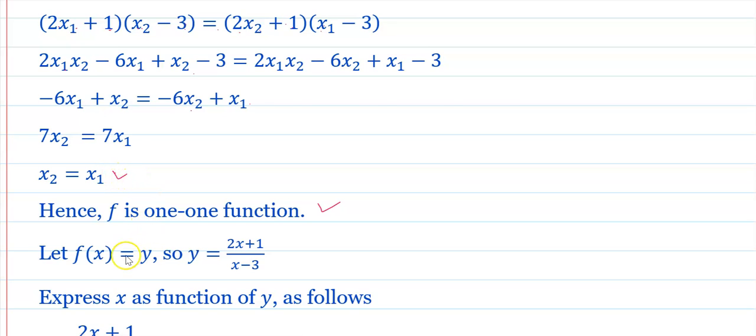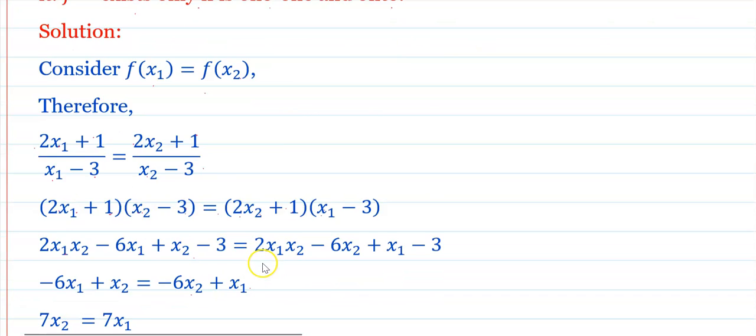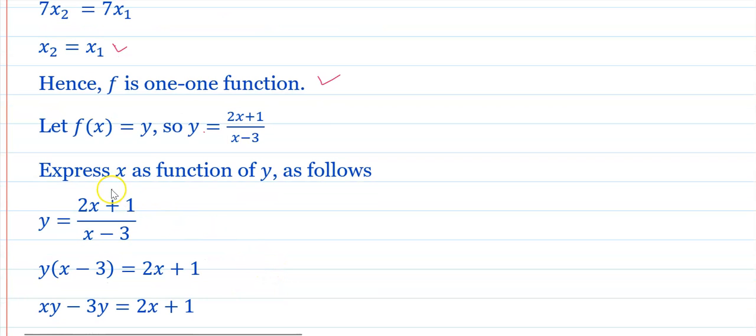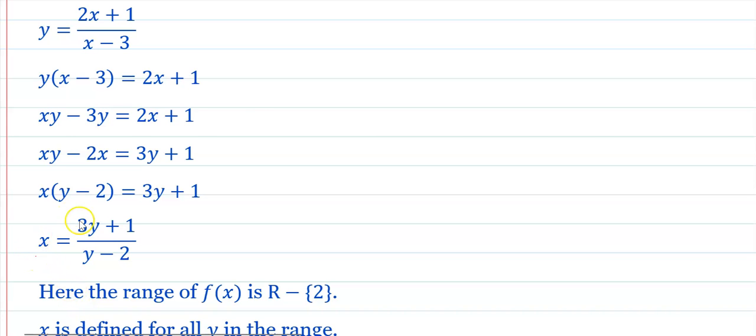Okay. Next, f of x is equal to y. So, y is equal to 2x plus 1 upon x minus 3. Express x as a function of y as follows. Then y is equal to 2x plus 1 upon x minus 3. Simplify, do cross multiplication, and then find the value of x in terms of y.